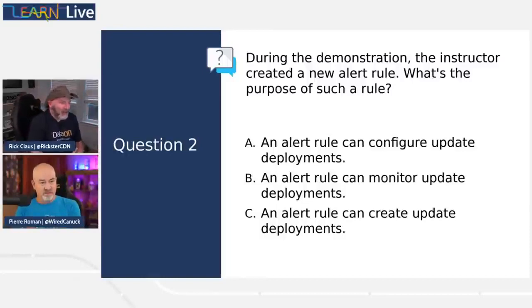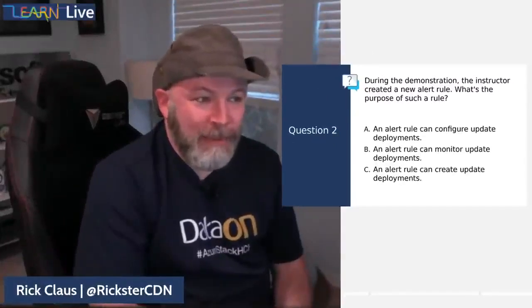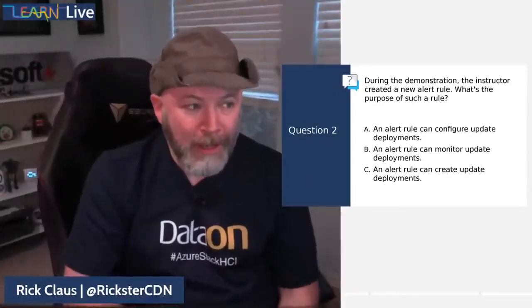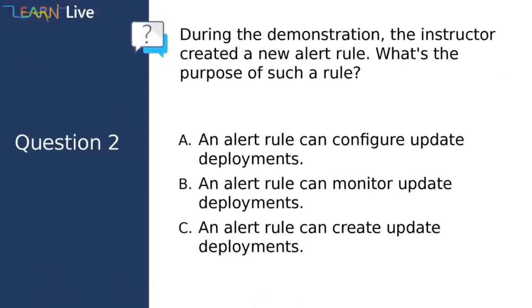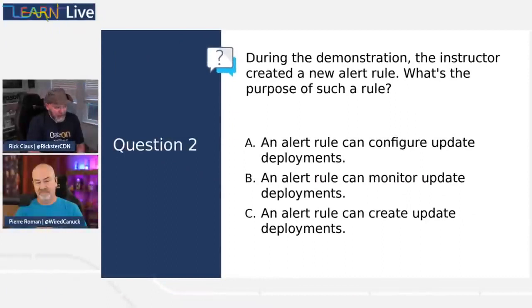Nice. During the demonstration that we ended up doing live, the instructor, I guess that would be Pierre and myself, created an alert rule. Now, what is the purpose of an alert rule? In this case, it gives you three choices. A, an alert rule can configure update deployments. Or B, an alert rule can monitor update deployments. Or C, an alert rule can create update deployments. So basically create them, configure them, or monitor them.